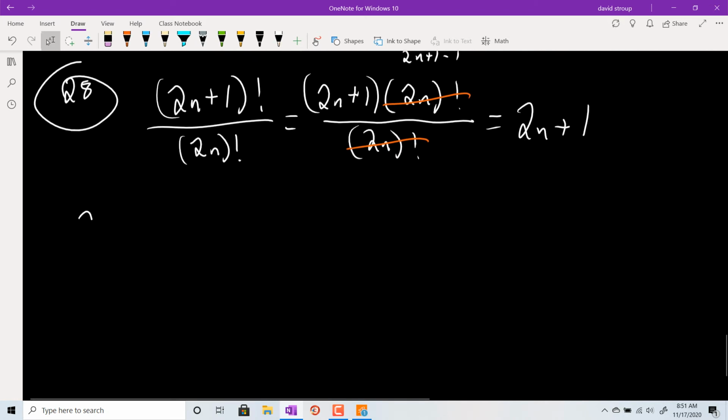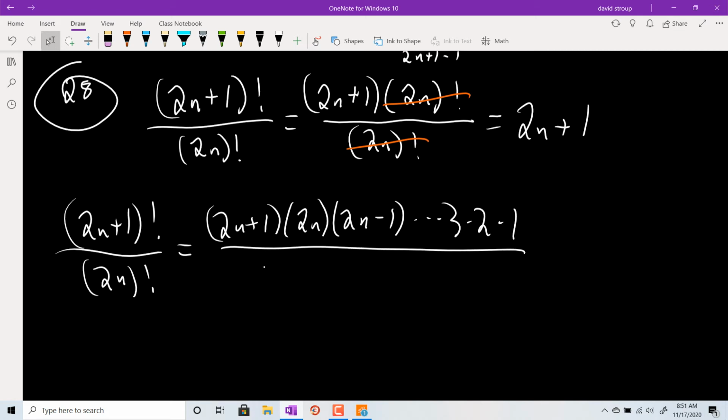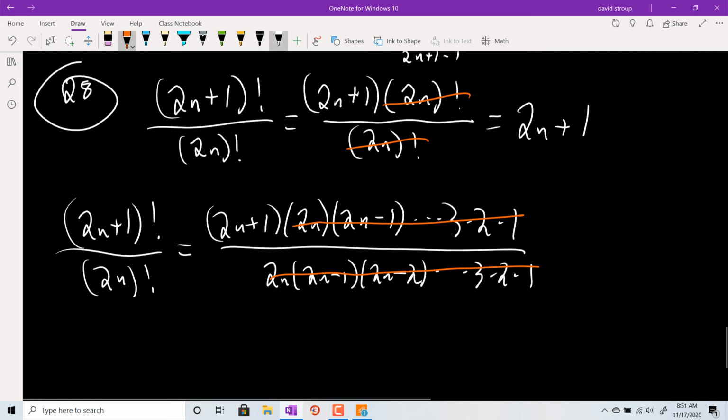You could do it brute force, though. 2n plus 1 factorial. Some people would rather do it this way. Equals 2n plus 1 times 2n plus 1 minus 1 is 2n, and then 2n minus another 1, all the way down to 3 times 2 times 1. 2n factorial is 2n times 2n minus 1 times 2n minus 2, all the way down to 3 times 2 times 1. It's the same result. It's just depending on how you view things. Those guys will all cancel, left with the same answer.